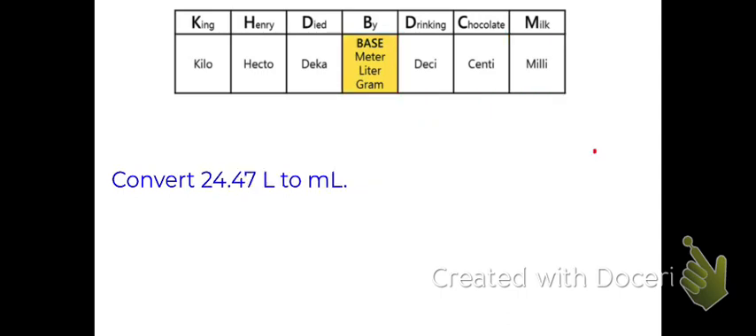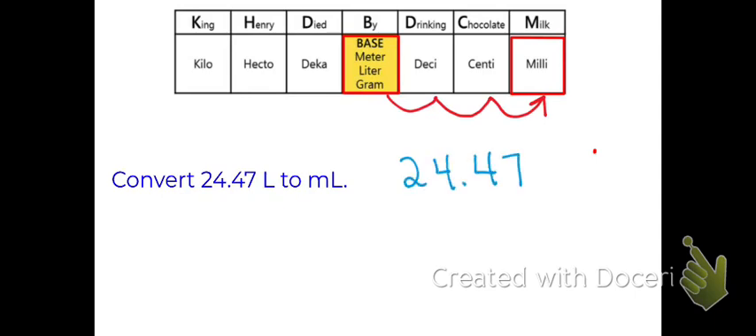Now this one we're converting from liters, which is another one of the base units, to milliliters. So we are going from a big unit to a smaller unit. We're moving to the right. So that means we are going to be multiplying by 10 3 times. Or again, another way of thinking of that is moving the decimal point to the right 3 times.